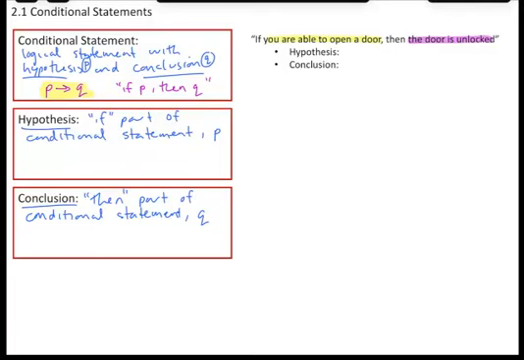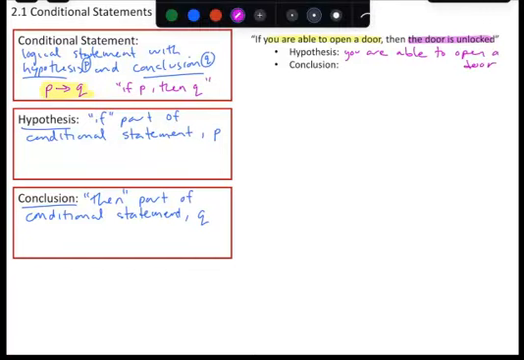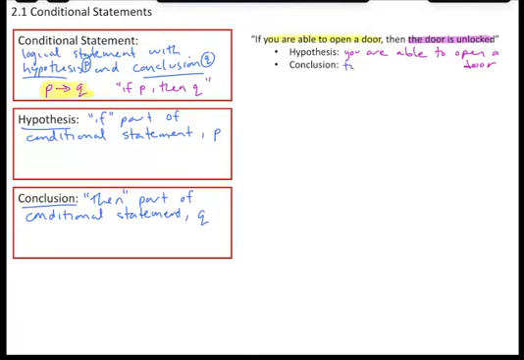The hypothesis is the if part, so you are able to open the door. That is the hypothesis, and the resulting conclusion would be that the door is unlocked. The first part of what you're going to be asked to do is to identify the parts of a conditional statement. You're then going to be asked to take that statement and make some slight adjustments to it, either by embedding negations in the statement or by flipping the order of the hypothesis and conclusion, and you get a different type of statement.